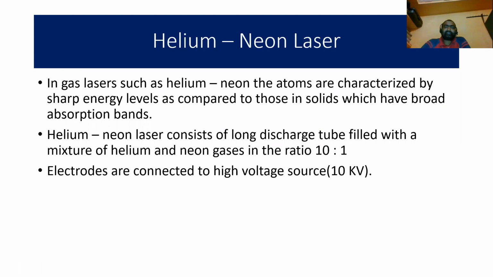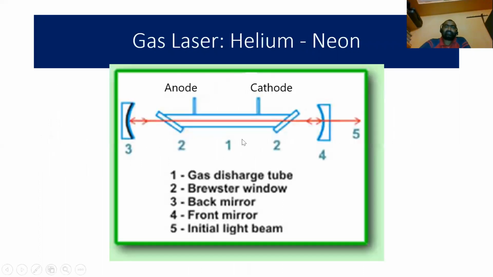Helium neon laser consists of a long discharge tube filled with a mixture of helium and neon gases in the ratio 10:1. Here you can see this is a discharge tube. This long tube is called a discharge tube, and it consists of a mixture of two gases, helium and neon, and the ratio of helium to neon atoms is 10:1.